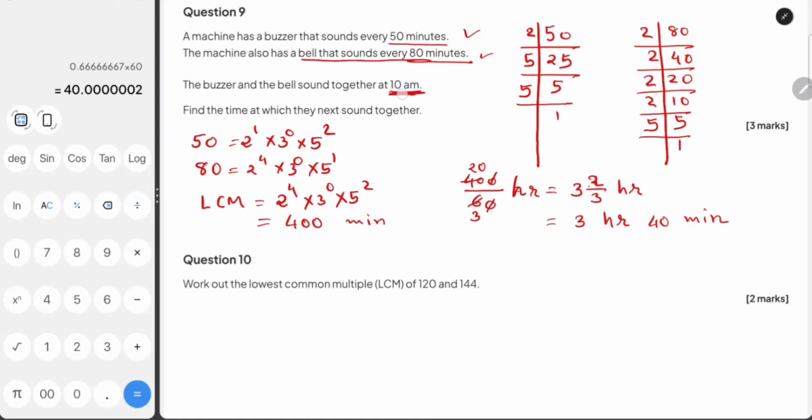After 6 hours 40 minutes, they are going to ring together. So if you add it to the 10 a.m., you will get 4:40 p.m., right? So at 4:40 p.m. they are going to sound together.